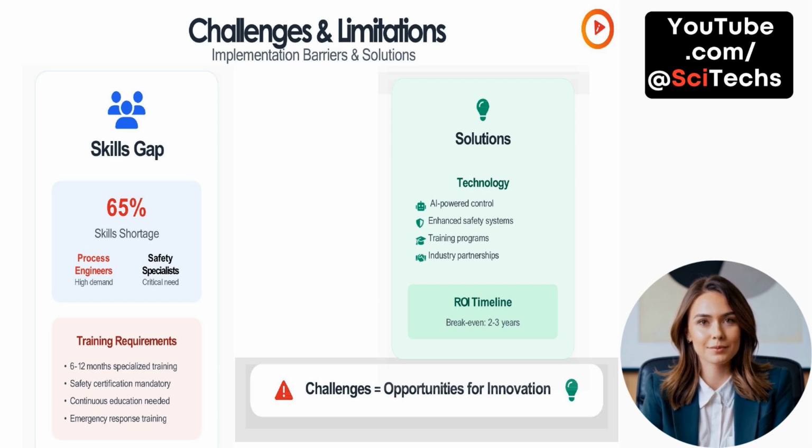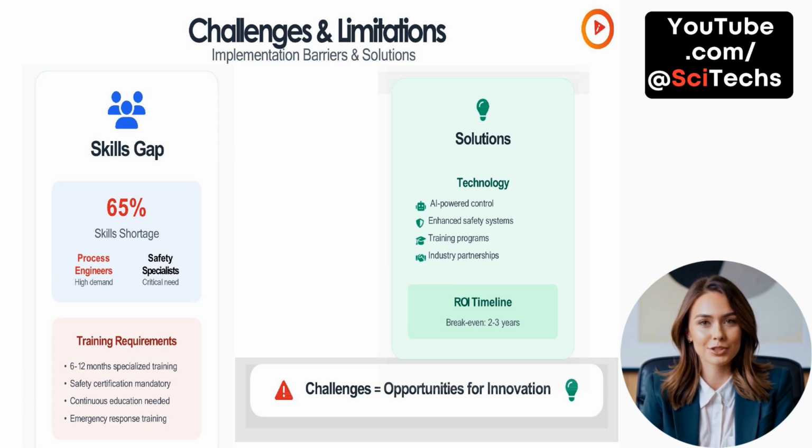Skills gap. A significant barrier to implementation in semiconductor processing is the widespread skills shortage, estimated at 65%. This shortage is most acute in two critical areas: process engineers and safety specialists. Process engineers are in high demand due to the complexity and precision required in system operation and optimization. Safety specialists are also critically needed to manage risks related to toxic gases, high temperatures, and emergency protocols.